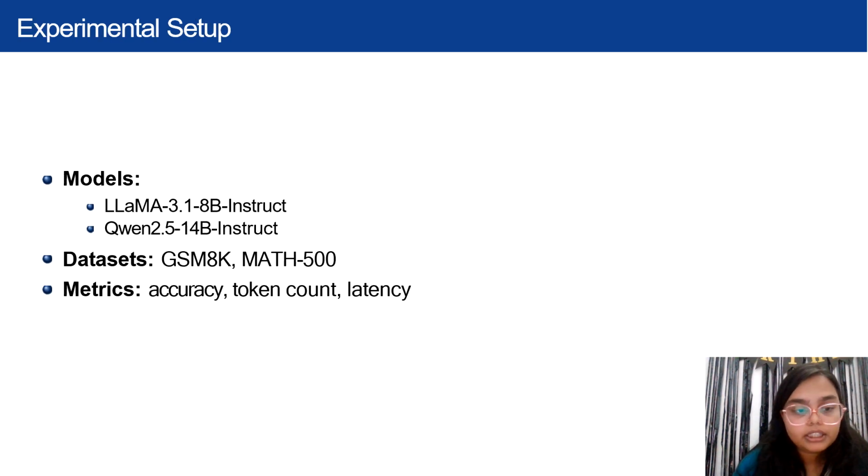Then comes the experimental setup. To validate this, the authors did rigorous experiments. They used Llama 3.1 8B and the larger Qwen 2.5 14B. They tested on math datasets, that is GSM8K and MATH500. They measured how the token count dropped versus how the accuracy changed, that is, when we mask the tokens, how the accuracies change with respect to the models.